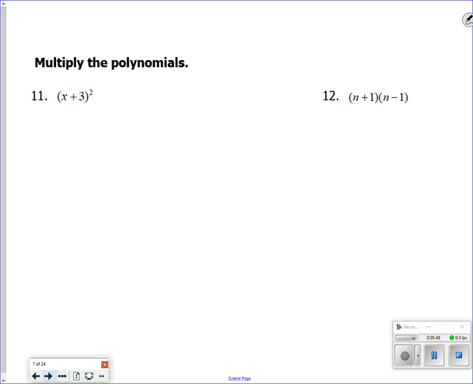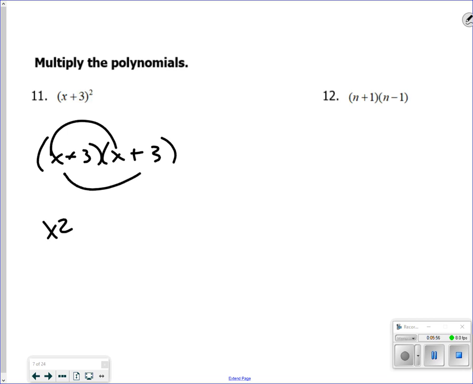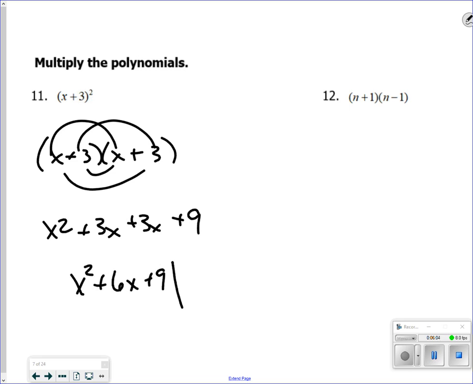Anytime you have a binomial being squared, you're actually taking the binomial times itself. Then FOIL: first, outer, inner, and last. Now, there is a pattern to this, and we did discuss the pattern slightly, but I do not necessarily recommend you doing the pattern. I just recommend you FOIL.